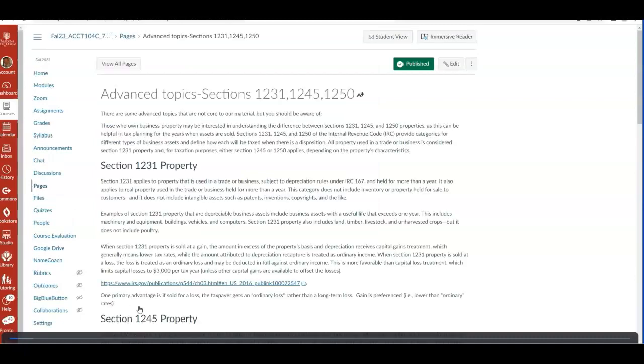Okay, so let's go over these sections slowly. There are some advanced topics that are not that much in your book, but I think you need to know. Those who own business property may be interested in understanding the differences between these three types of rules: section 1231 property, 1245 property, and 1250 property, as they can be helpful in tax planning.